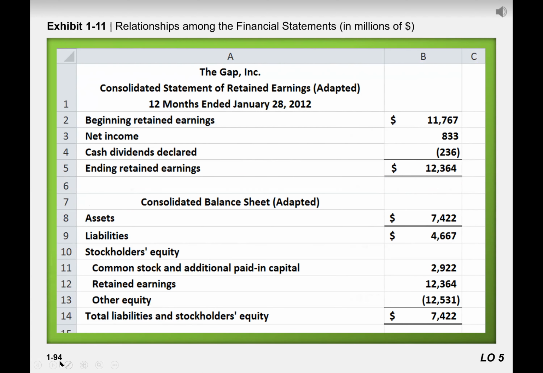Let me correct it, right? So this is the second relationship: the retained earnings are to be found from the statement of retained earnings, and that goes directly to the balance sheet under stockholders' equity, named retained earnings, right?